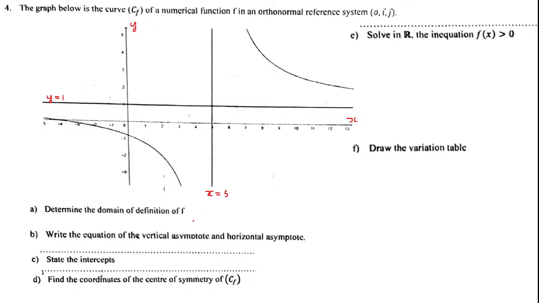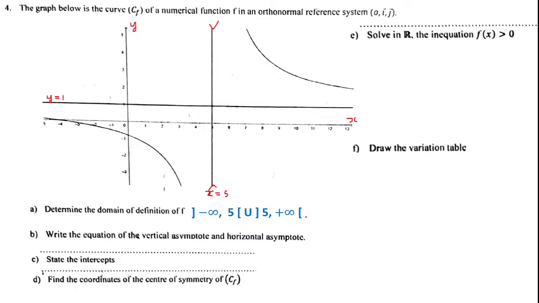Good. Now state the domain of the definition of this function. So the domain of definition of this function is the set of all real numbers excluding this value of x equals 5. Set of all real numbers excluding 5. So we have from negative infinity to 5 from below, then 5 from above to positive infinity. This is the domain of this function.